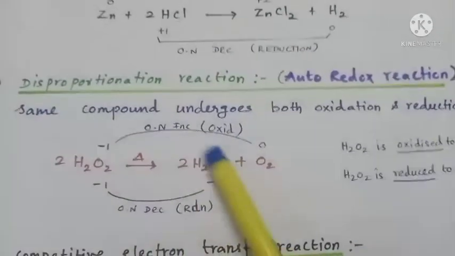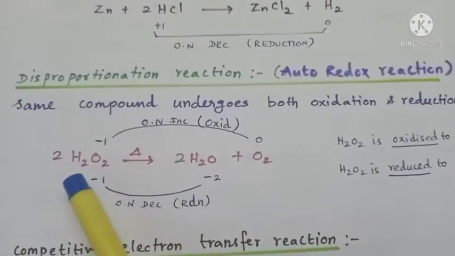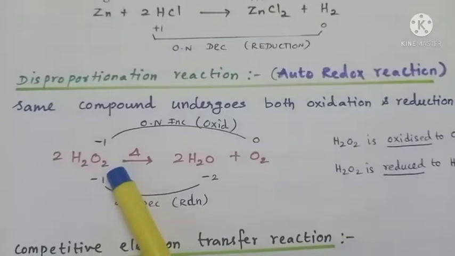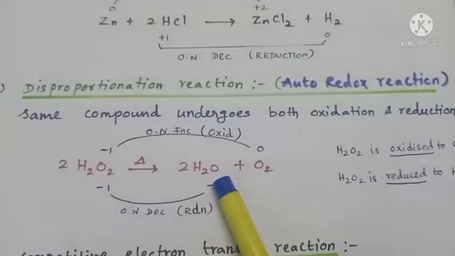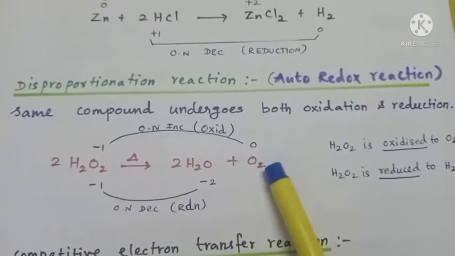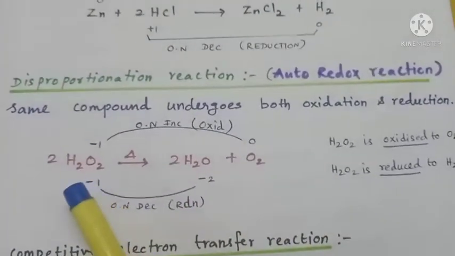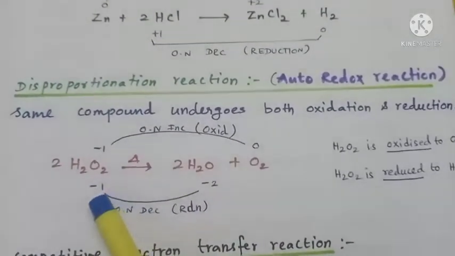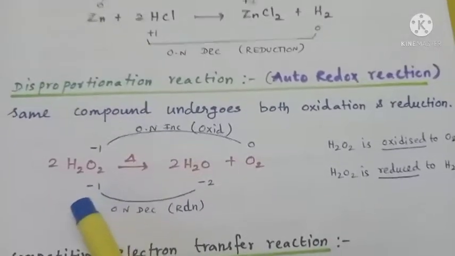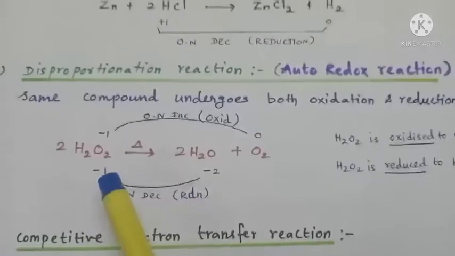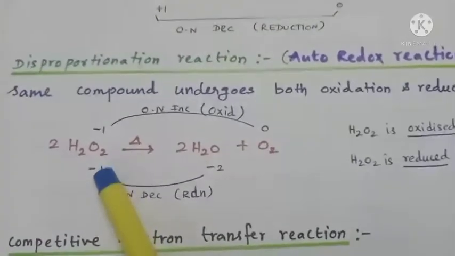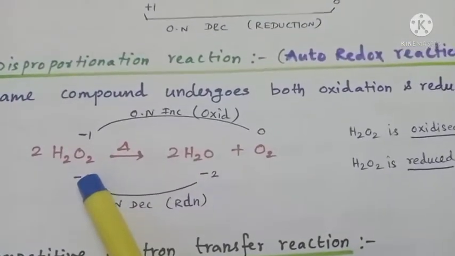Okay. So look at the example given here. Twice H2O2. Hydrogen peroxide on thermal decomposition gives 2 moles of water and 1 mole of oxygen gas, isn't it? Right. Now in hydrogen peroxide, oxidation state of oxygen is -1. You know that the common oxidation state of oxygen is -2, except in peroxides, where oxygen has -1 oxidation state, isn't it?